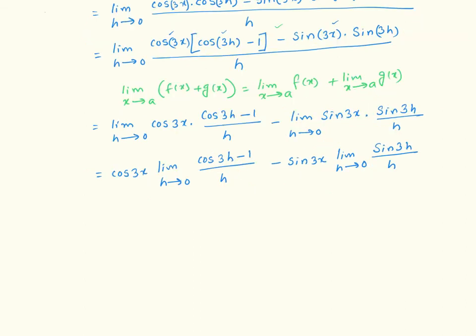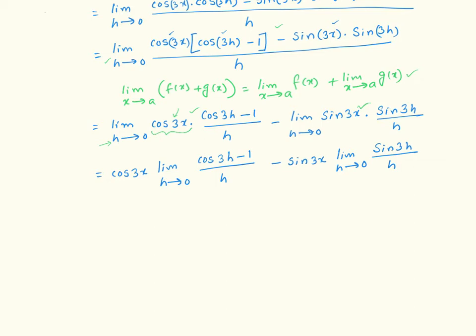So I break this down into two. This is the first one and this is the second one, using the property of limit, which is this one. Now look, cosine of 3x, by the way, has no h in it. So technically it doesn't depend on how h behaves. As far as h is concerned, this guy behaves like a constant. It's not influenced by it. It doesn't depend on h. So we are going to bring it out.